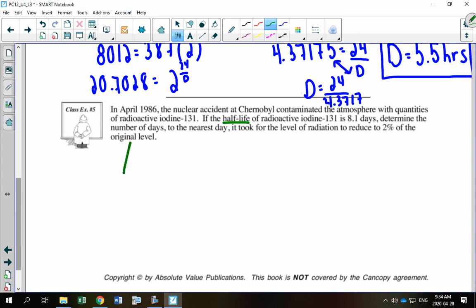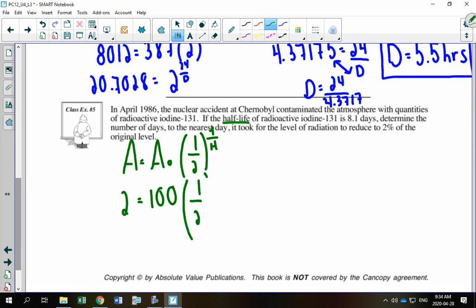Okay, so this time we're using the half-life formula. So the base should be a half, with exponent T over H. We want to reduce it to 2%. So if I start out with 100, I want to go down to 2. They want to know how many days that takes, so I'm solving for time. And the half-life, H, is 8.1. So again, start off by dividing by 100. I'm just going to put this as a decimal, 0.02 equals 0.5 to the power of T over 8.1.